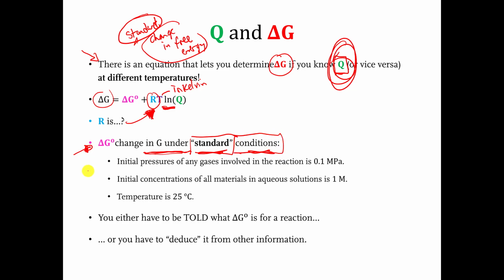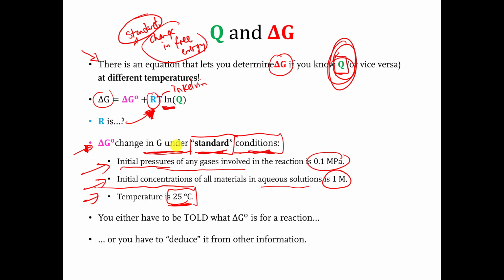And you don't really need to know this, but these are the standard conditions. If you have a gas in your reaction, the initial pressure of any gases is 0.1 megapascals. The initial concentration of all the materials, if they're dissolved in water, is 1 molar. The temperature is 25 degrees Celsius. If you're under these conditions, then you're under standard conditions.